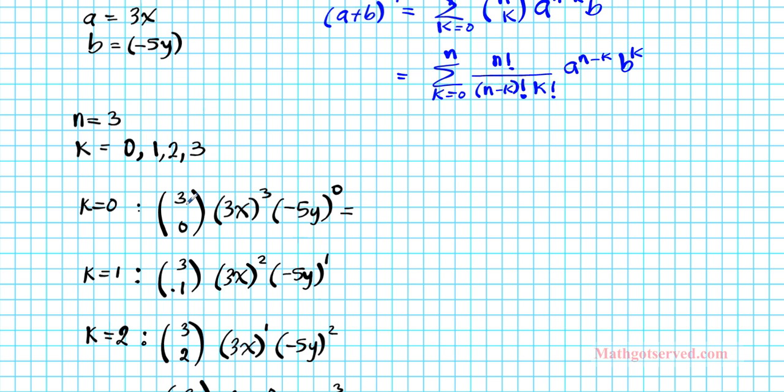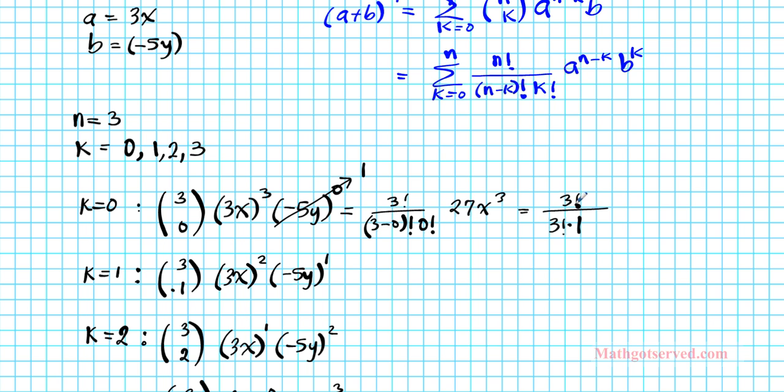okay? So 3 choose 0 is simply 3 factorial divided by 3 minus 0 factorial. That's n minus k factorial, 0 factorial. 3x to the third, 3 to the third power is 27, x to the third. Anything raised to the 0th power is just 1. That becomes 1. And then if we simplify this further, we'll have 3 factorial. We do not have to break this factorial expression down because in the denominator we're going to have 3 factorial here, and 0 factorial is just 1.